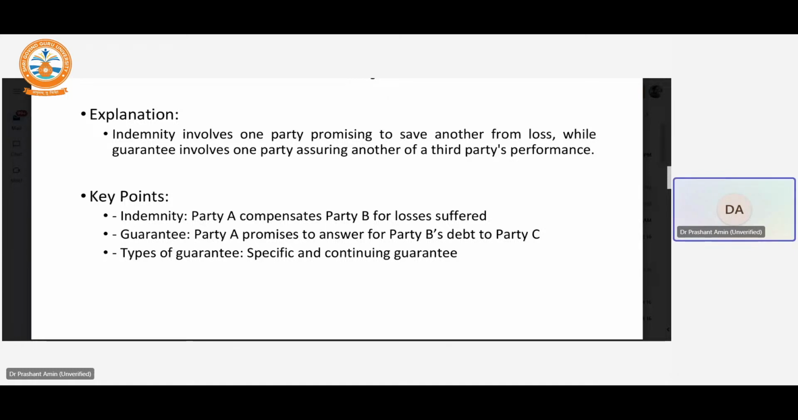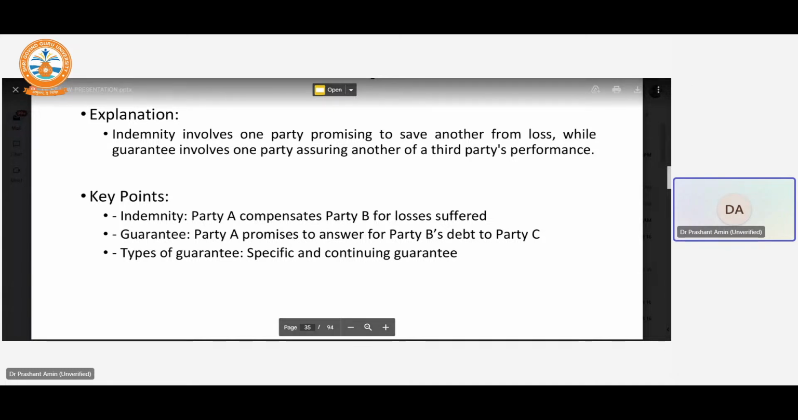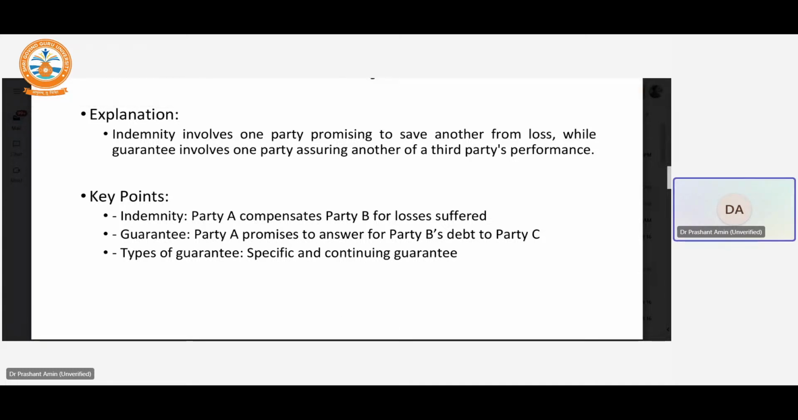In between, if there is a loss, then it is the liability of the railway as far as my contract with the railway is concerned, because I have given the goods to the railway department, and the railway department has a responsibility to take care of them. If the goods are lost or damaged, they have taken insurance, and they will claim it. So the insurance party is the indemnity kind of thing, right? Indemnity is where party A compensates party B for the losses suffered. Guarantee means party A promises to answer for party B's debt to party C.